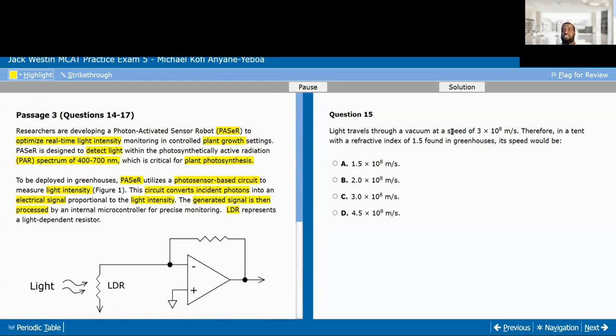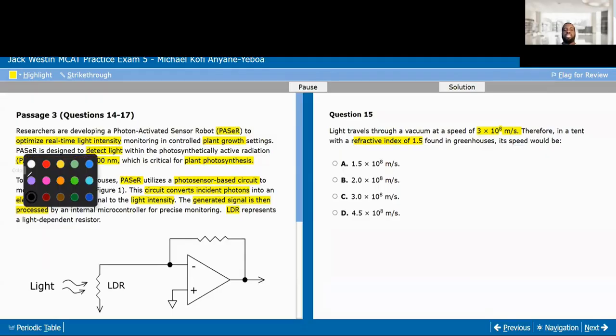Light travels through a vacuum at the speed of 3 times 10 to the 8 meters per second. Therefore, in a tent with a refractive index of 1.5 found in greenhouses, its speed would be... So this is pretty much a red flag question, right? It's giving us stuff in the question stem that was mentioned in the passage. That's what I'm saying is a red flag question.